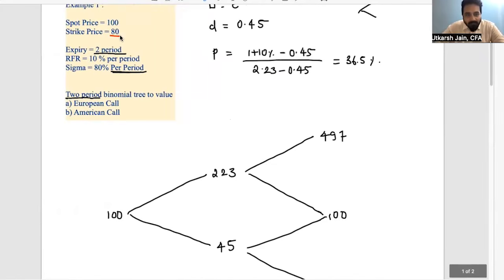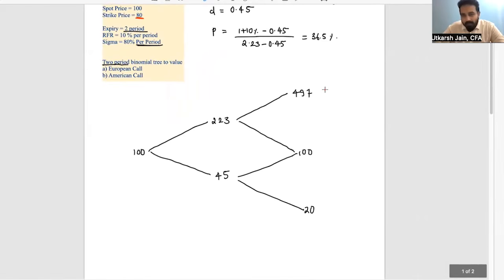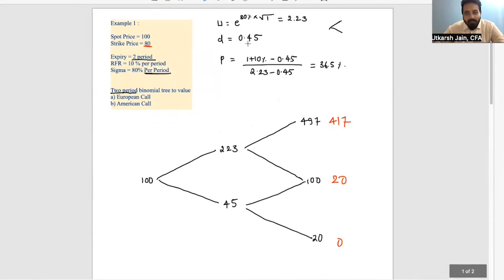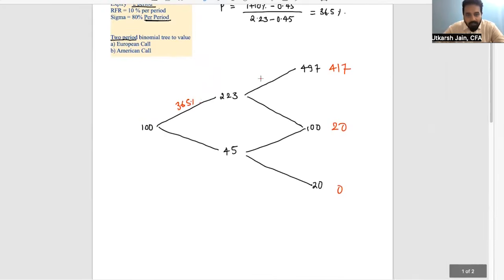Strike price is 80. You have a right to buy at 497. Will you buy? Yes. 417. Will you buy? Yes. 20. Will you buy? No. 0. What's the probability? Probability is 36.5 and 36.5 here. So this will be how much? No, 63.5. No, this should be 36.5 and 63.5.